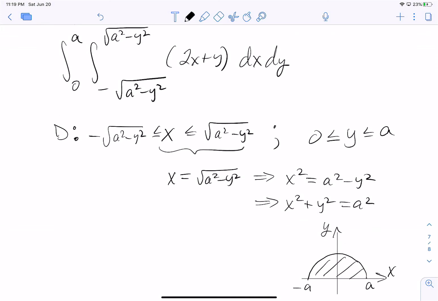With that in mind, I'd like you to see if you can complete this exercise. Go ahead, pause the video, come back when you're done.